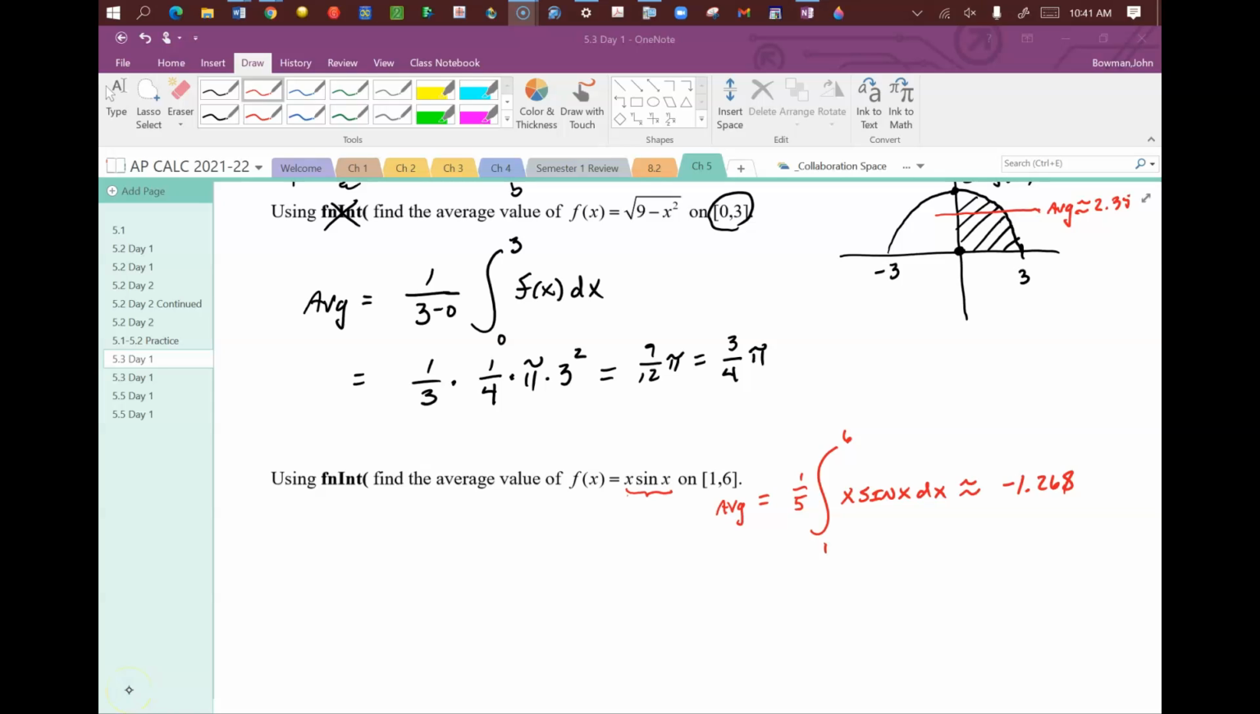All right, again, when you're using your calculator, make sure that you have it in radian mode. I would suggest in this case find the integral first and then divide that by 5, so you have 1/5 times approximately -6.342, and that's how you get that answer.